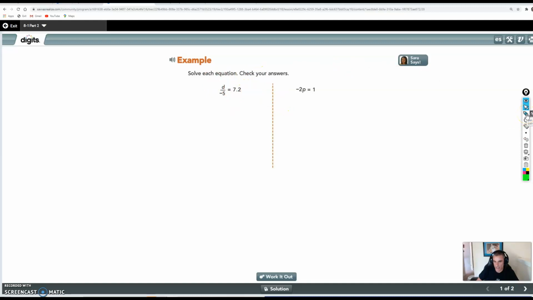All right, let's look at this equation here on the left. We have d divided by negative 5 is equal to 7.2. So this might be something that is kind of new for you this year.